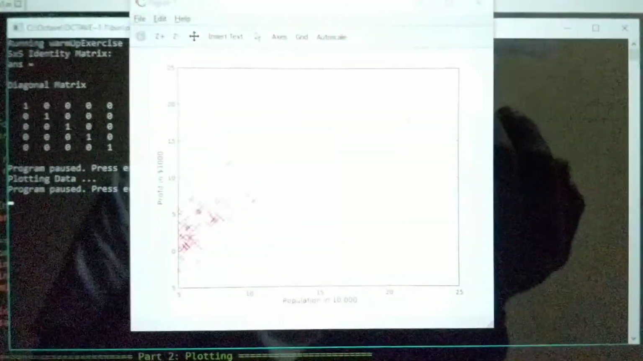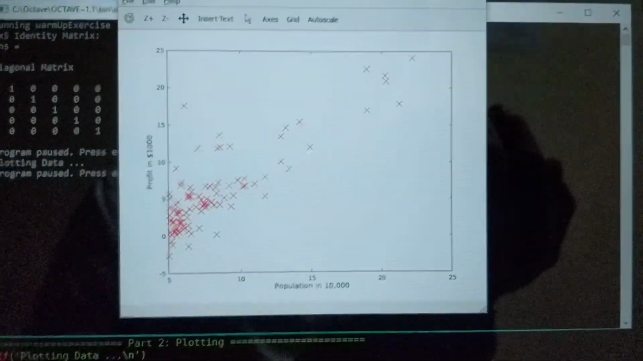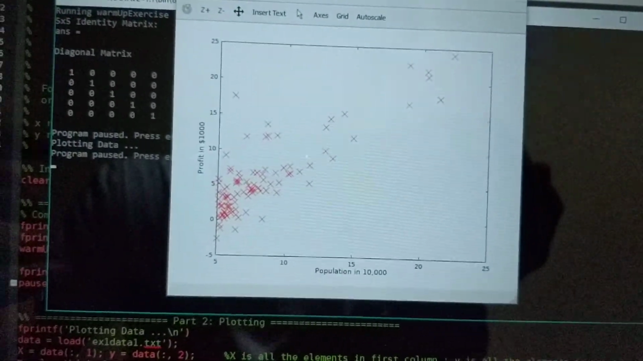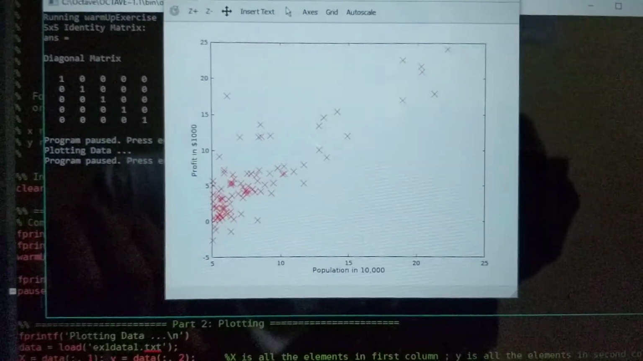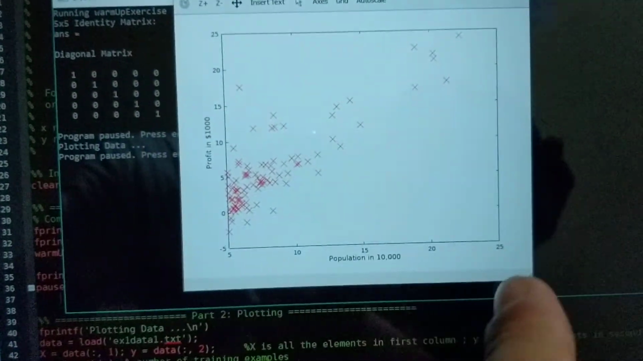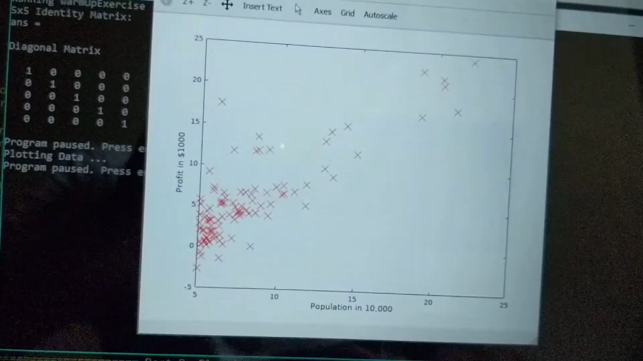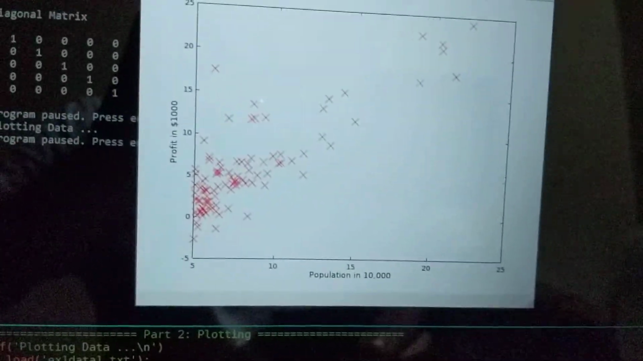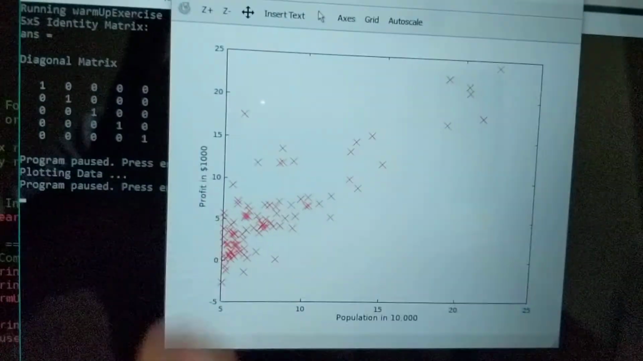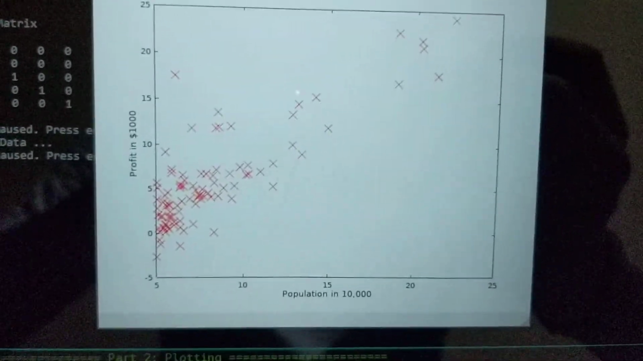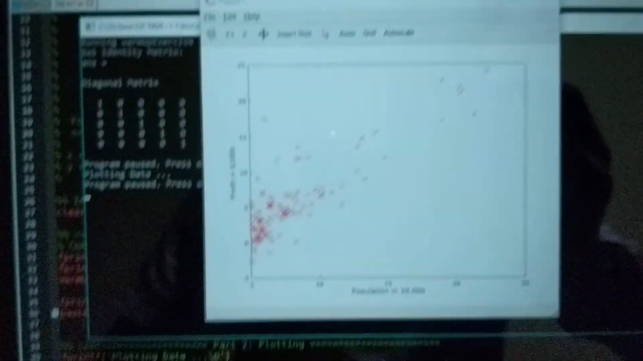So here's our data. Say it's a problem statement where you have a food truck and you have to predict how much the profit increases as the population increases. So this is how our data looks. This is our current data, this is the data set, and these are the values. You can see that it's sort of increasing linearly.